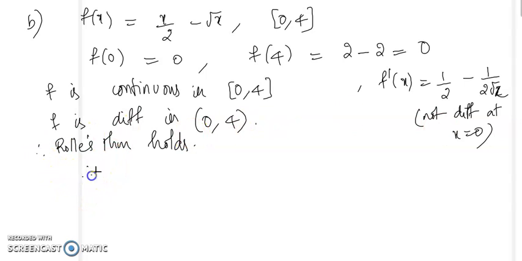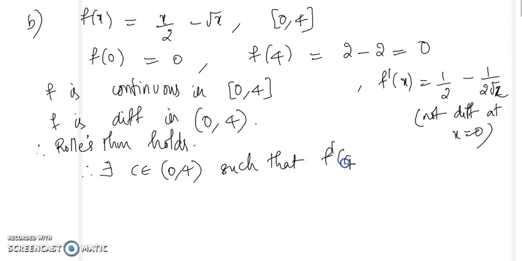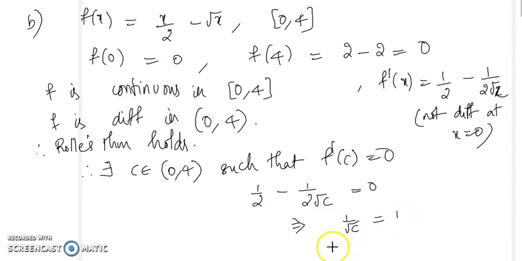So therefore there exists c belongs to 0, 4 such that f dash of c is equal to 0. f dash of c is 1 by 2 minus 1 by 2 root c, that will be equal to 0. So you will get 1 by root c equal to 1, when 1 by 2 cancels. So that implies c is equal to 1. So the required value of c is equal to 1.